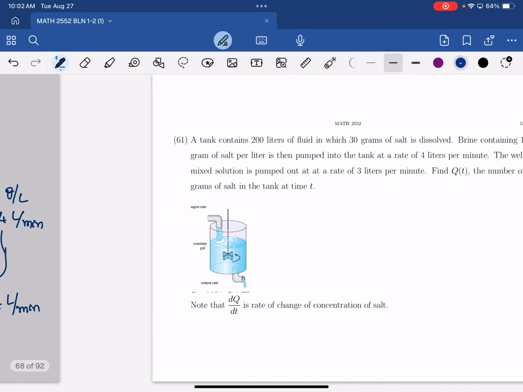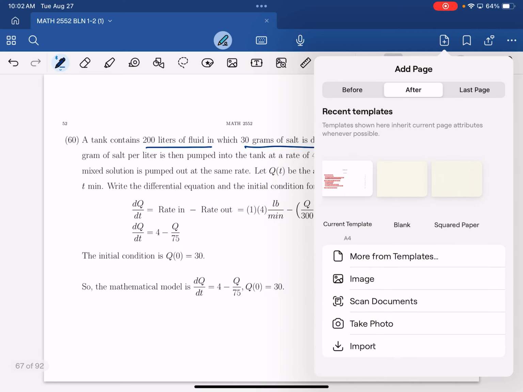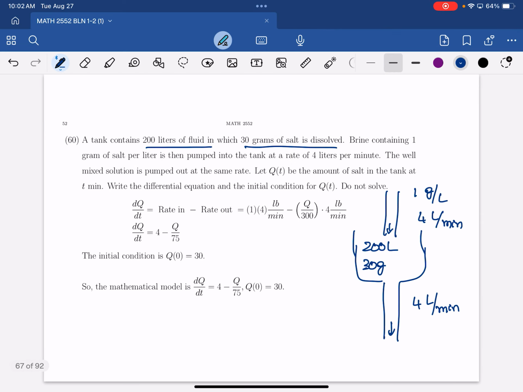So what are we going to do? The next one has a fancy picture, but this one doesn't, but that's okay. So the rate of change dQ/dt, where Q of t is the concentration of the salt in the tank at time t, right? I don't know what it is, so I'm going to call it a variable.